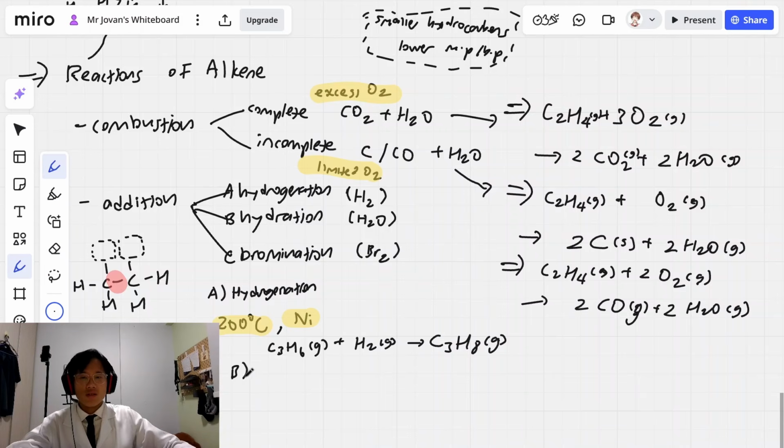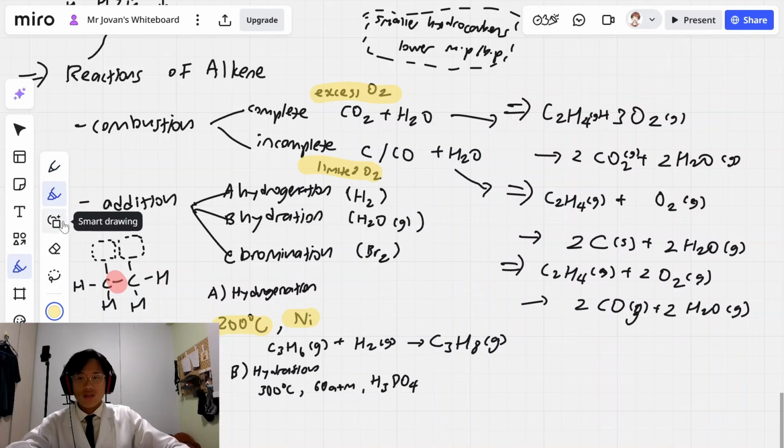B, hydration. It gets more interesting. Hydration is an addition reaction of alkenes with steam. What is steam? Steam is simply H2O in its gaseous state. Now what are the requirements needed? Very hot, 300 degrees Celsius. This reaction even needs to consider pressure because it's a very hard reaction to happen normally. So you need it to be at 60 atm, and you even need a catalyst of phosphoric acid, H3PO4. You can go write it down. So you need these three things.